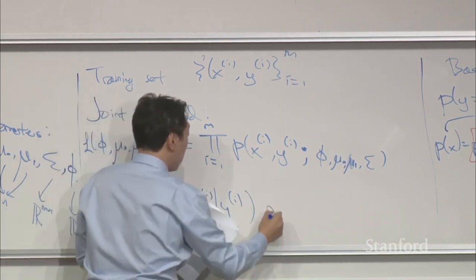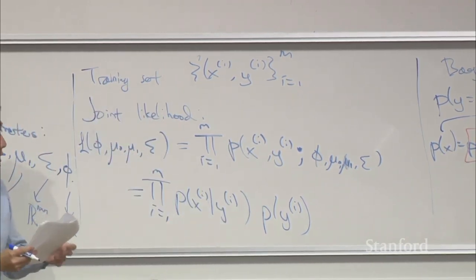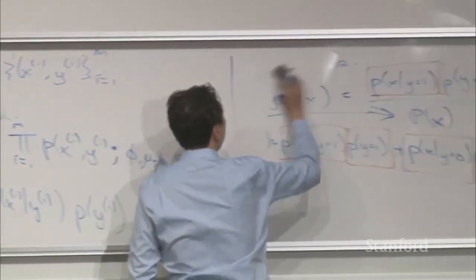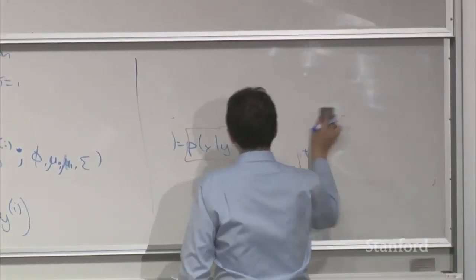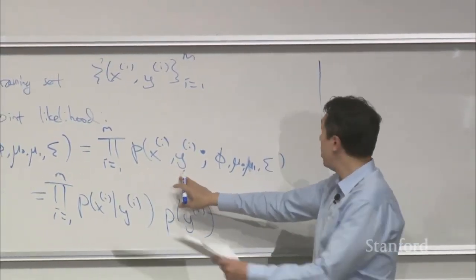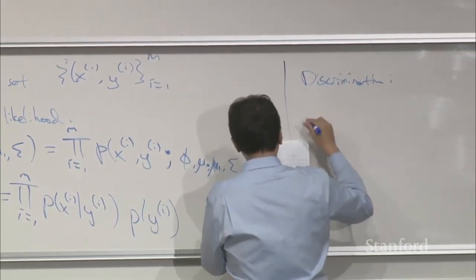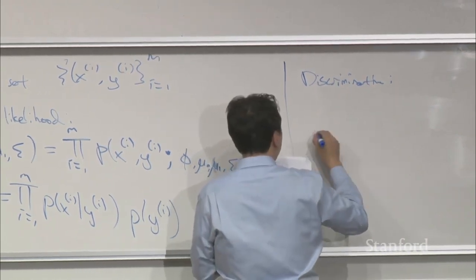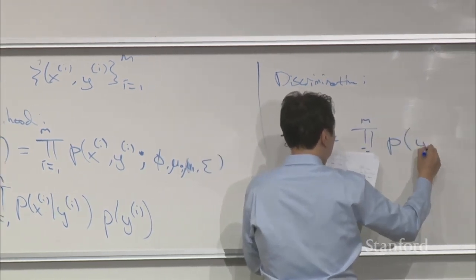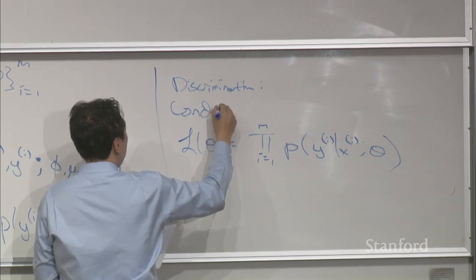And I'm just going to drop the parameters here to simplify the notation a little bit. The big difference between a generative learning algorithm like this compared to a discriminative learning algorithm is that the cost function you maximize is this joint likelihood, which is P of x comma y, whereas for a discriminative learning algorithm, we were maximizing this other thing, which is sometimes also called the conditional likelihood.